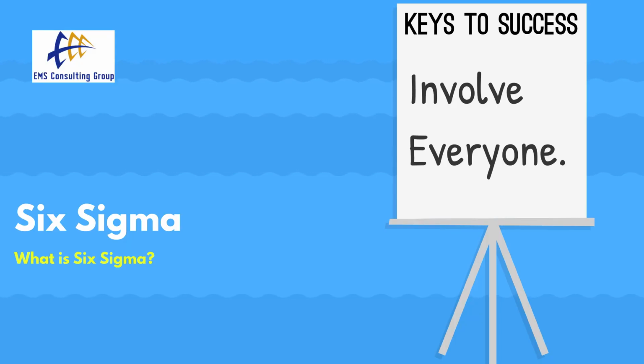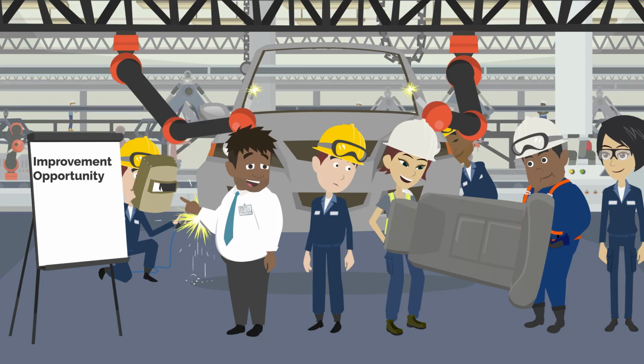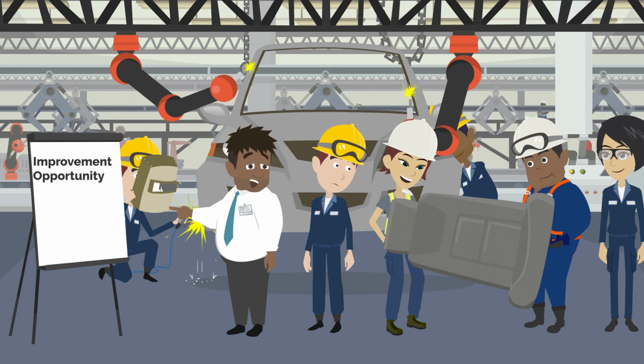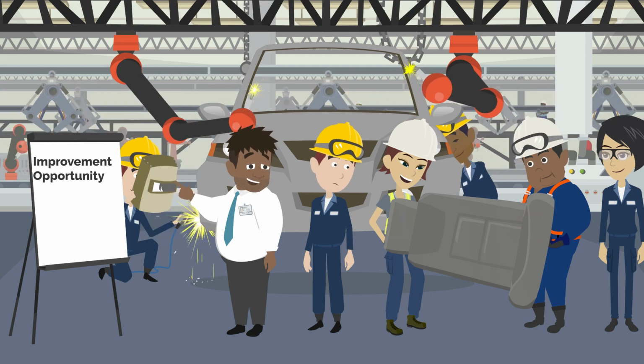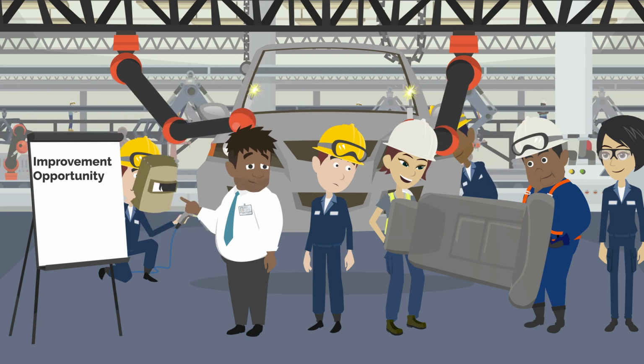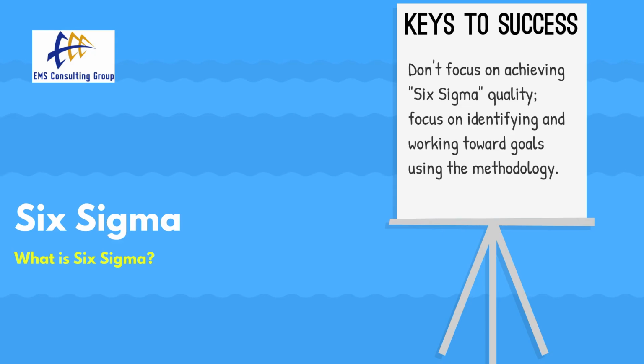The second key goes along with the first. Involve everyone. Improvement shouldn't be limited to just a few specialists. Black belts and green belts should be taught to facilitate improvement and to engage everyone. That's how we teach Six Sigma at EMS Consulting Group. The third key is simple. Don't focus on achieving a Six Sigma level of quality, focus on improvement.